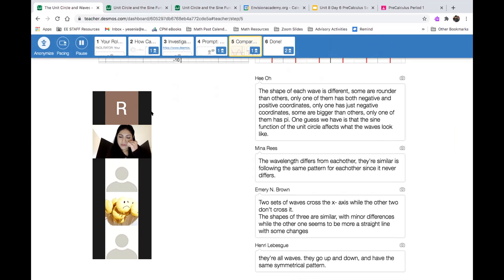So they're similar, following the same pattern, but it never differs. Then we have the two sets of waves cross the x-axis while the others don't cross. The shapes of the three are similar with minor differences. And they're all waves. They go up and down and have the same symmetrical pattern.